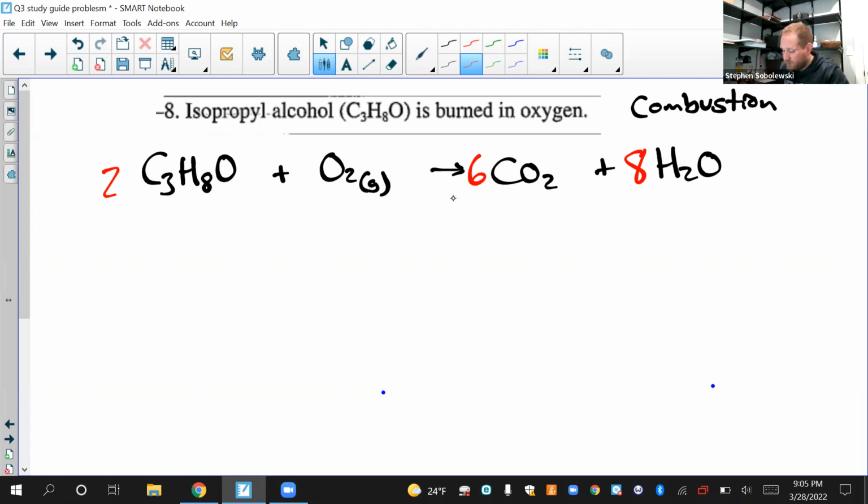Now let's count our O's. On the right side, I have 6 times 2 is 12, 8 times 1 is 8. Add them together, I get 20. On the left side, I'm going to account for 2 of them here, meaning I need 18 more. So I'm going to put a 9 there and be done. 2, 9, 6, 8. Combustion reaction.